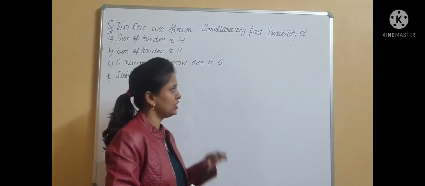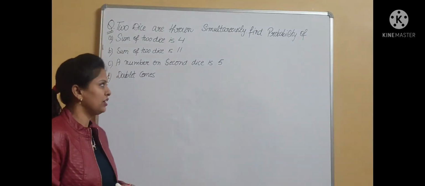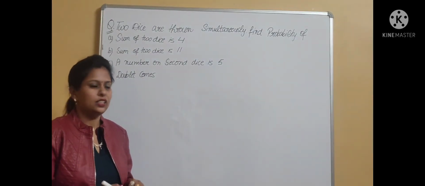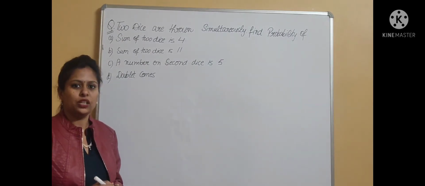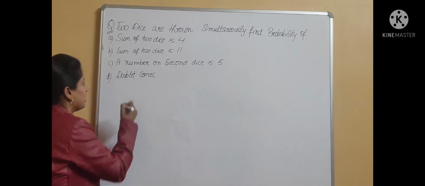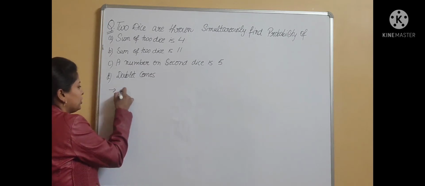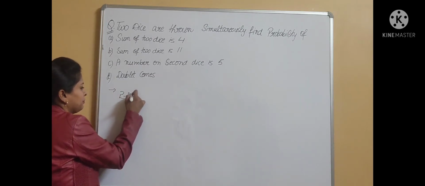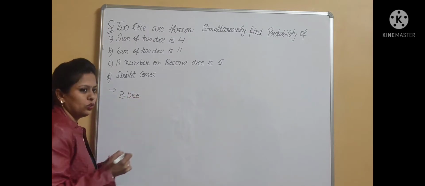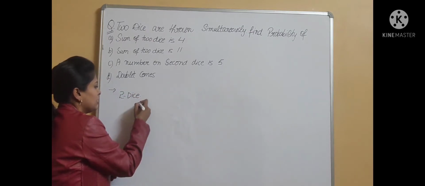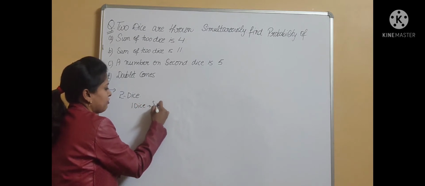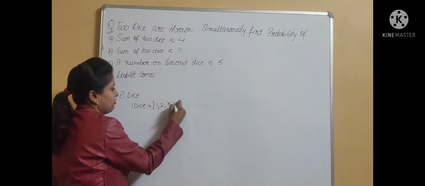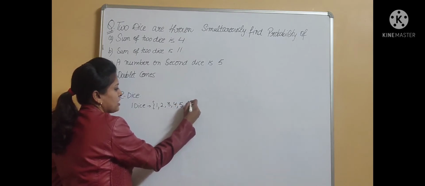Today we will discuss the two dice tossed and the probability cases on this basis. So what are the outcomes when two dice are tossed? Firstly, you have to toss the two dice. For a single die, the outcomes are 1, 2, 3, 4, 5, 6.